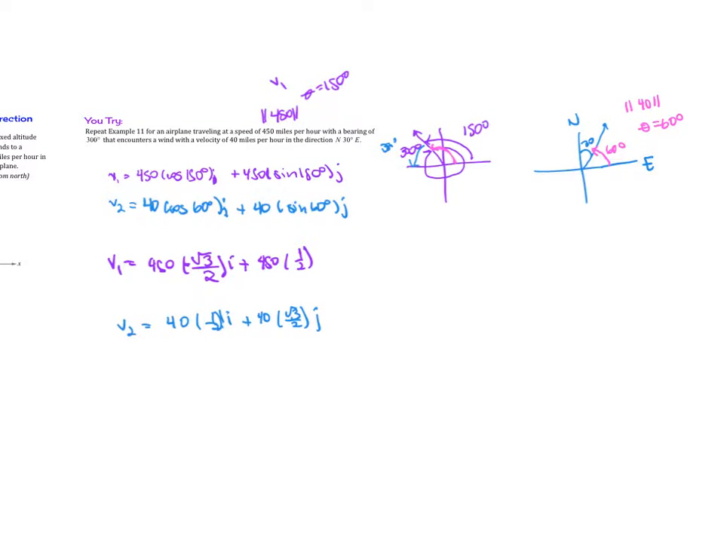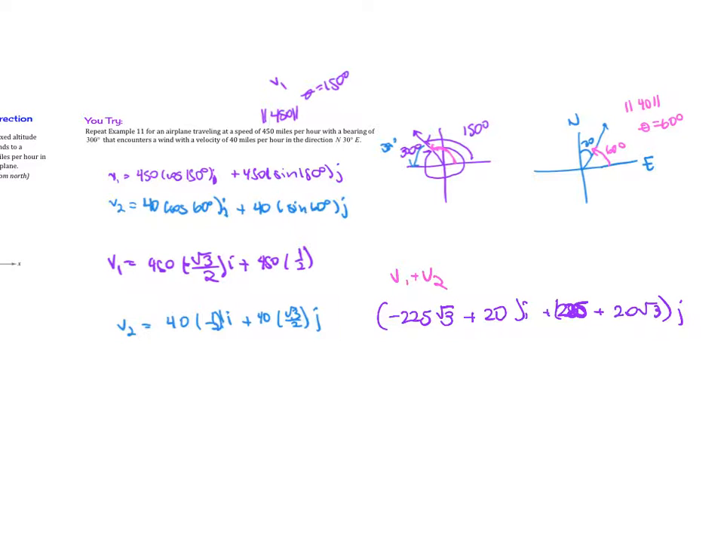Okay, so now we need to add these two vectors together. So V1 plus V2, and so when you add that together, let's write it as negative 225 root 3, right? So half of 450 is 225, plus 20 I, that's our horizontal component, and then this is 225 plus 20 root 3, and that's our J. Or 225, I apologize, 225.